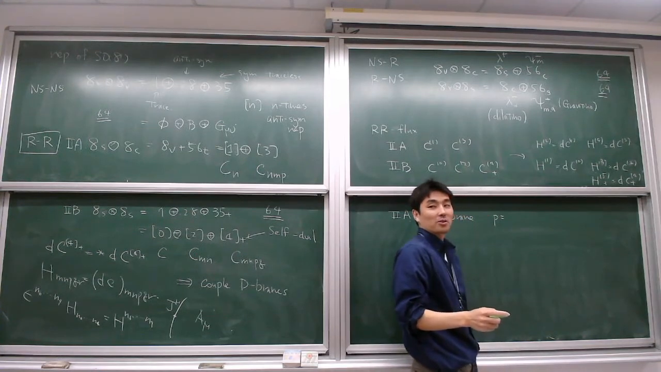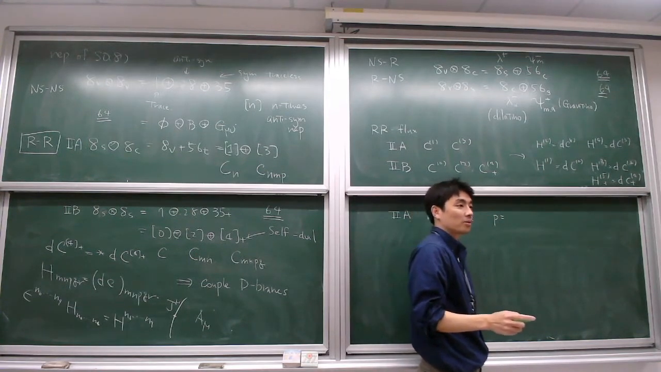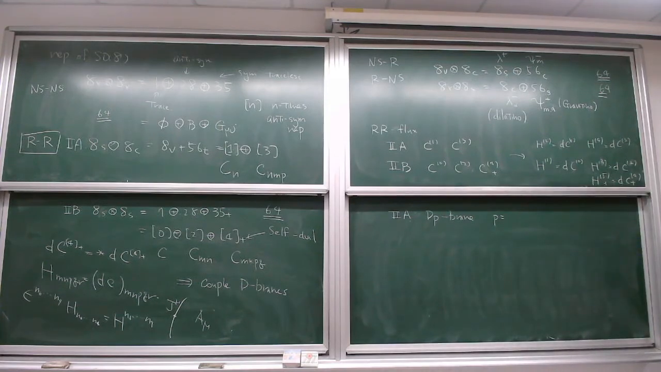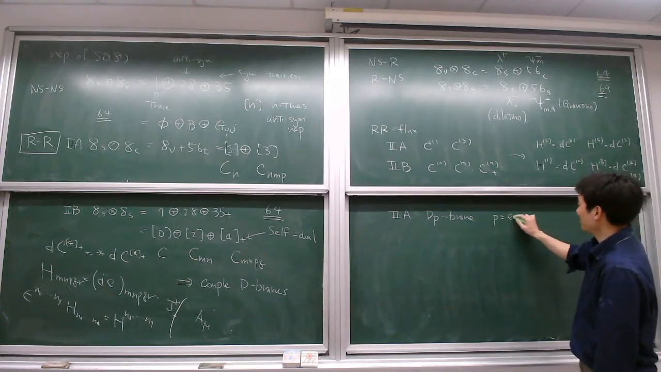Which one? Do you know? Type 2A, odd or even? Type 2A, this is even.